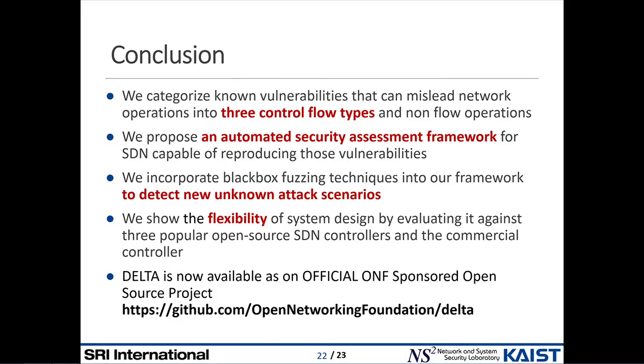In conclusion, in this work, we categorized the known vulnerabilities in SDN into 3 control flow types and non-flow operations, and we proposed an automated security assessment framework for SDN that can replay the vulnerabilities. And also, we found 7 unknown attack cases by using the black box fuzzing technique in our framework, and we showed the flexibility of our system design by evaluating it against the commercial controller as well as open source controllers. And Delta is now available as an official ONF sponsored open source project, so please follow this link if you are interested.